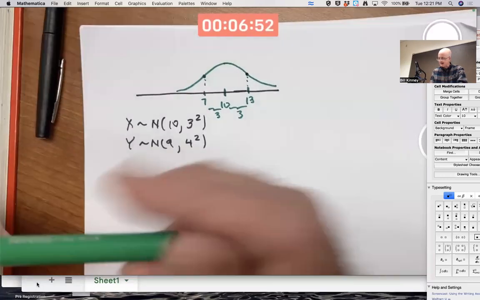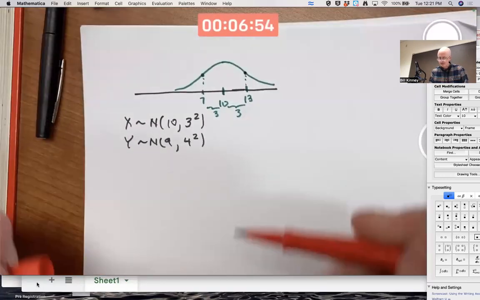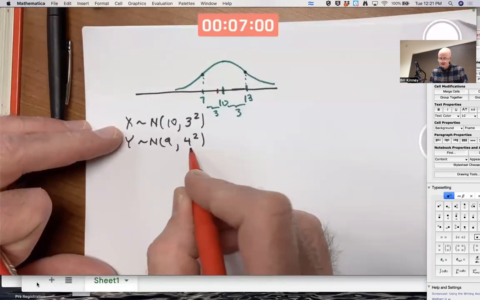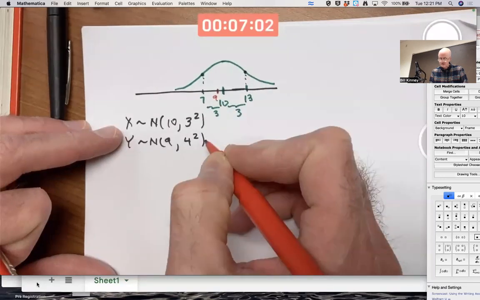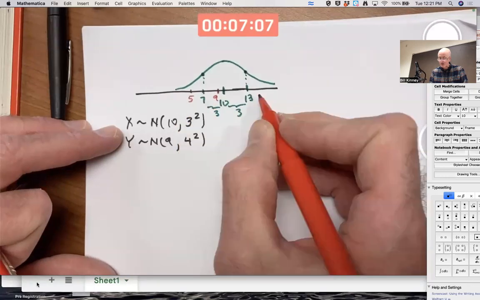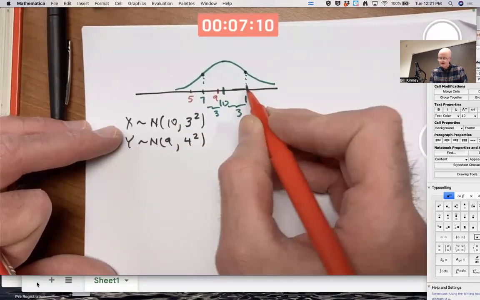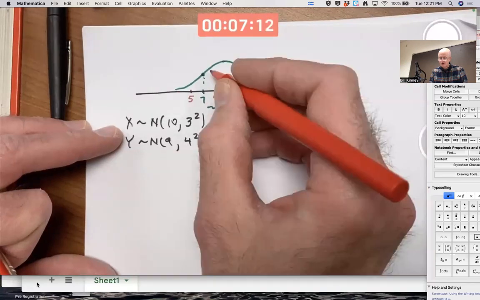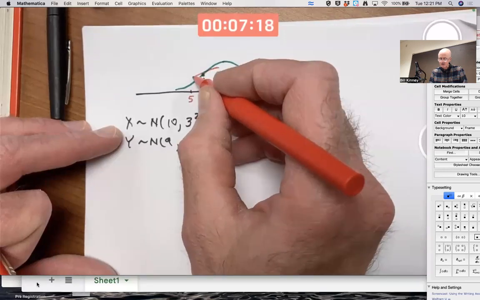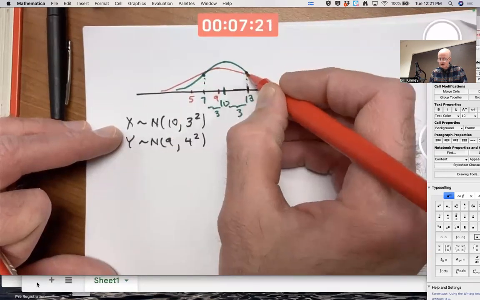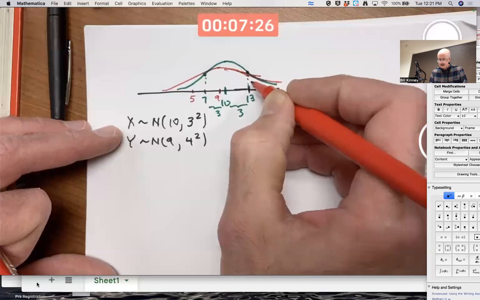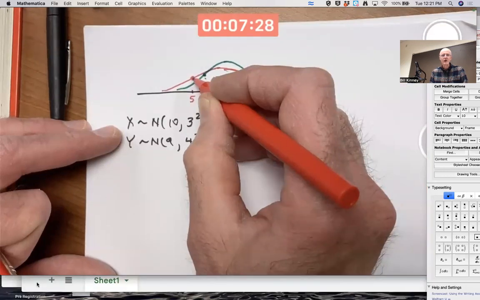And Y is normally distributed with a mean of 9 and a slightly bigger standard deviation of 4. 9 minus 4 is going to be 5, putting you right about here, say. 9 plus 4 is going to be 13. Y is a little bit more spread out, so its graph, to have a total area of 1, would have to be a little lower. I'm being a little extreme here in my drawing. Inflection points of Y are in those spots.